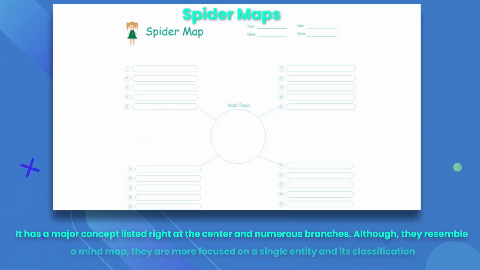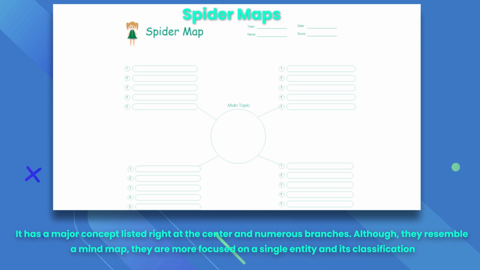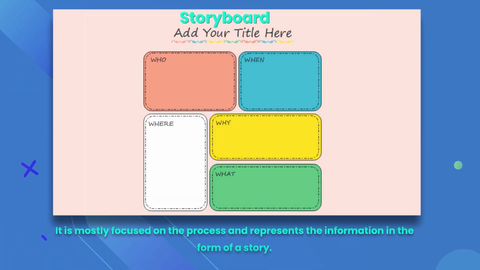Spider maps. It has a major concept listed right at the center and numerous branches. Although they resemble a mind map, they are more focused on a single entity and its classification. Storyboard. It is mostly focused on the process and represents the information in the form of a story.